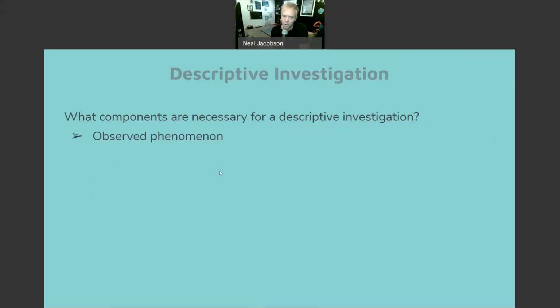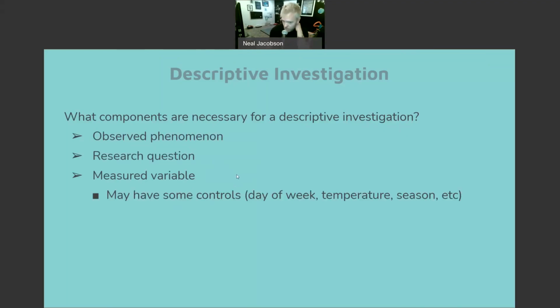And so what kind of components do you need for that investigation, for a descriptive one? Well, you need an observed phenomenon. I notice it doesn't rain very often in Phoenix, so it begs the question, well, what is the average rainfall in Phoenix? Right? That would be my research question. And then my measured variable would be rainfall in Phoenix. There might be some controls. So I might say, what is the average rainfall in Phoenix during the second week of July.